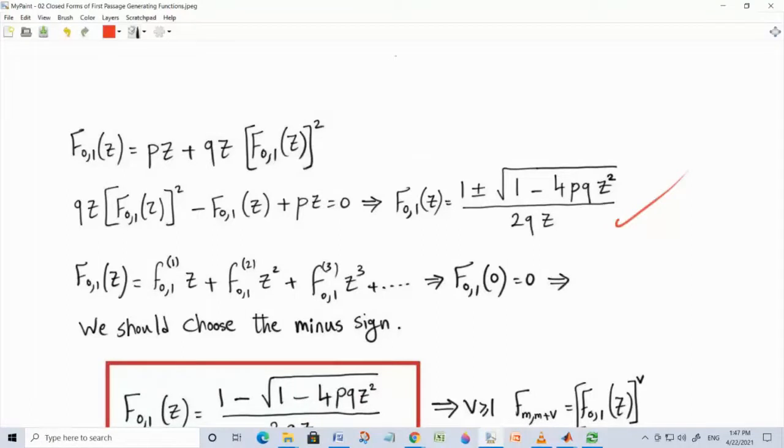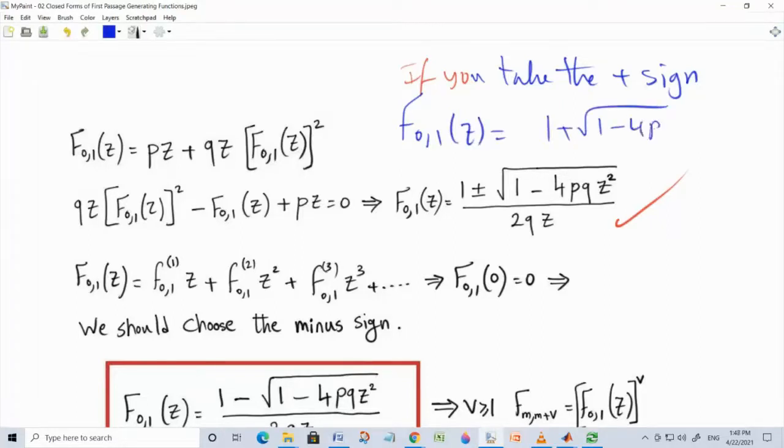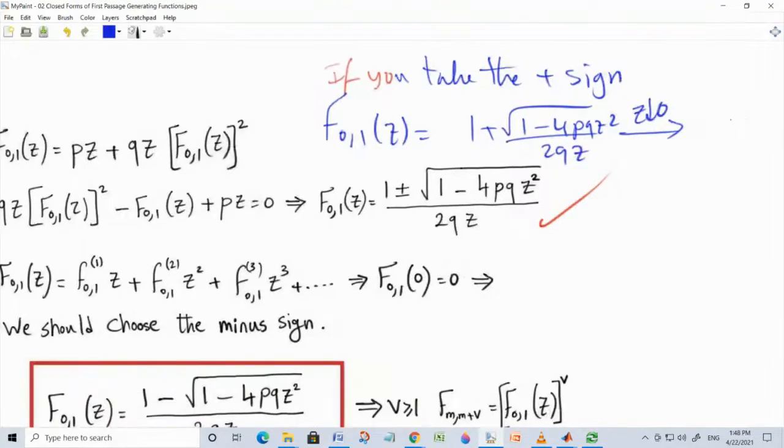Suppose that you take the plus sign. Then f01 of z is equal to (1 plus square root of 1 minus 4pq z squared) over 2qz. Now suppose that you put z equals 0. If z goes to 0, what will happen? In the numerator you will have 2, right? This z squared will be 0, and then you have 1 plus 1, which is 2. But then you have z in the denominator, so this thing will explode.